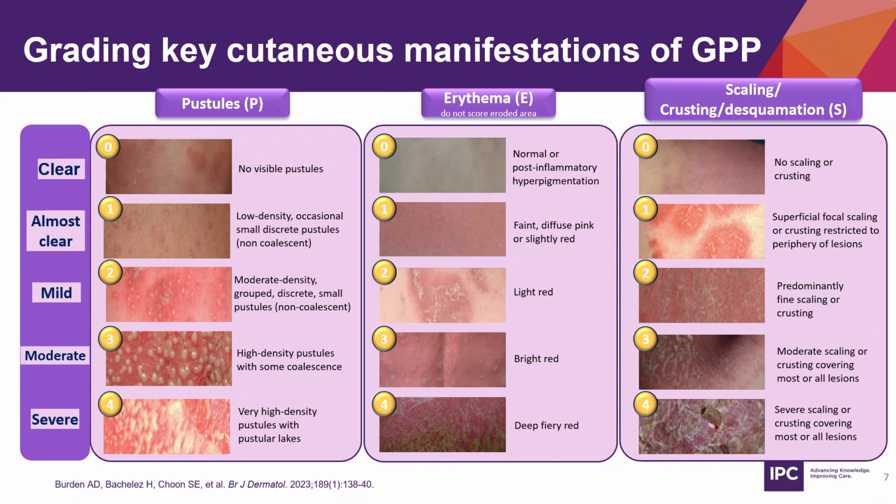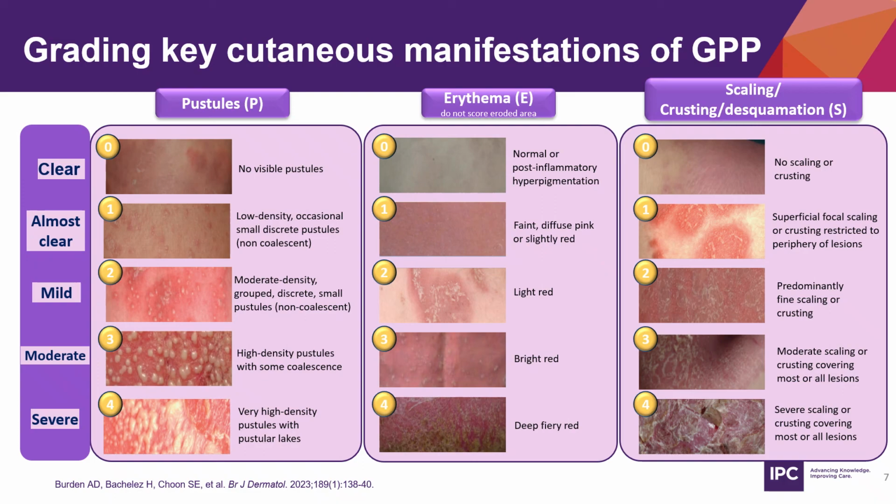For erythema, do not assess eroded areas. A score of 0 means no erythema at all, but may include post-inflammatory hyperpigmentation. A score of 1 means faint diffuse pink or slightly red, 2 for light red, 3 for bright red, and 4 for deep fiery red.